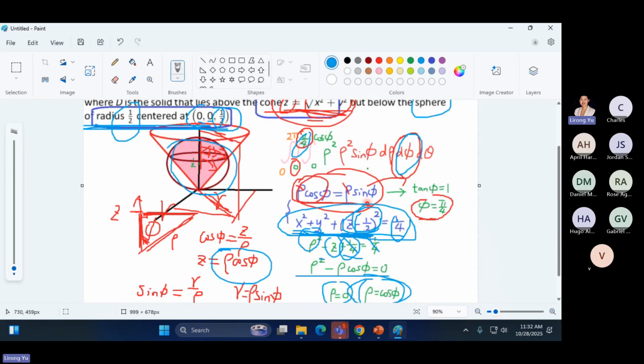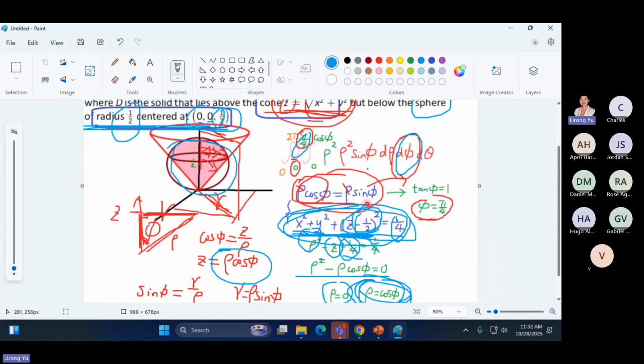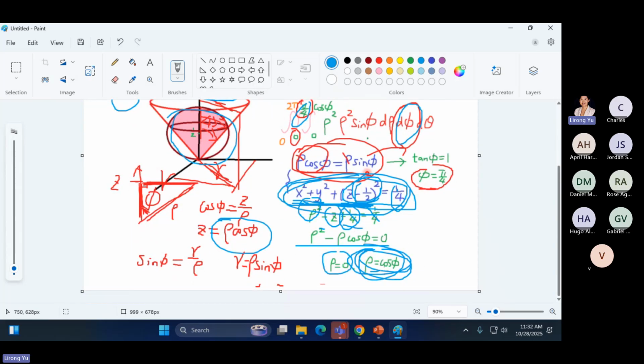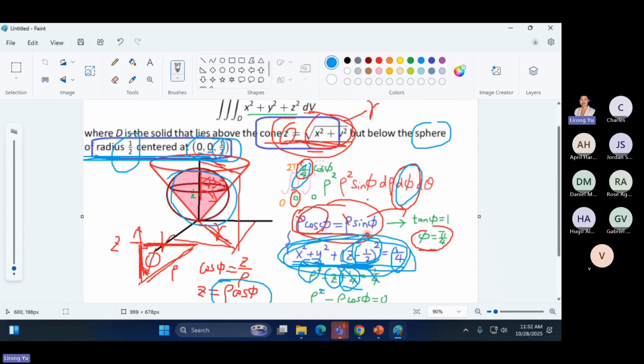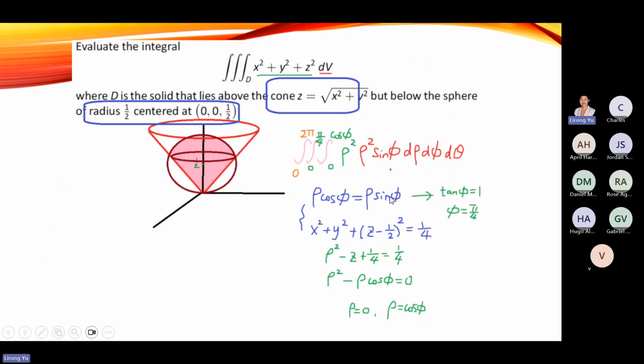So it was a really long equation in rectangular coordinates, but it was really short in spherical. Rho equals cosine phi represents that sphere. This is going to be the upper boundary for rho. So rho has the upper boundary of cosine phi, lower boundary of 0. So I hope that kind of explained what the setup was here. So this is after I messed it up when I was writing over things.